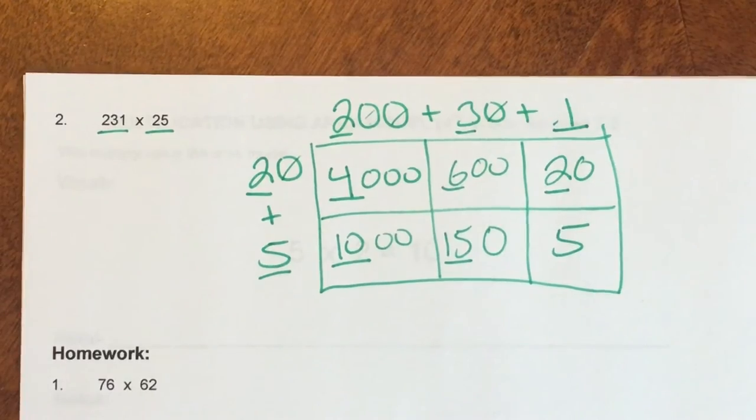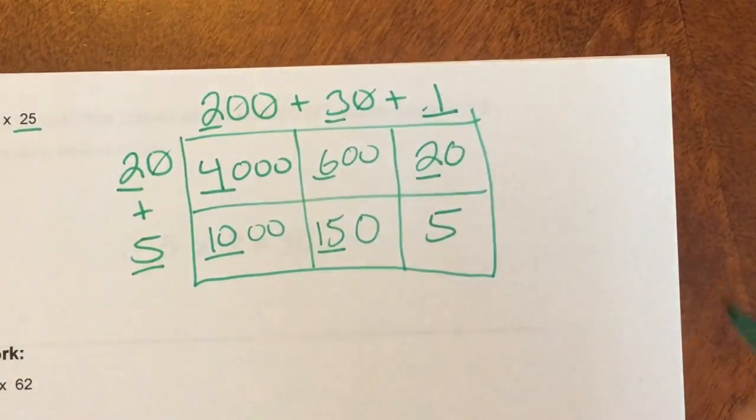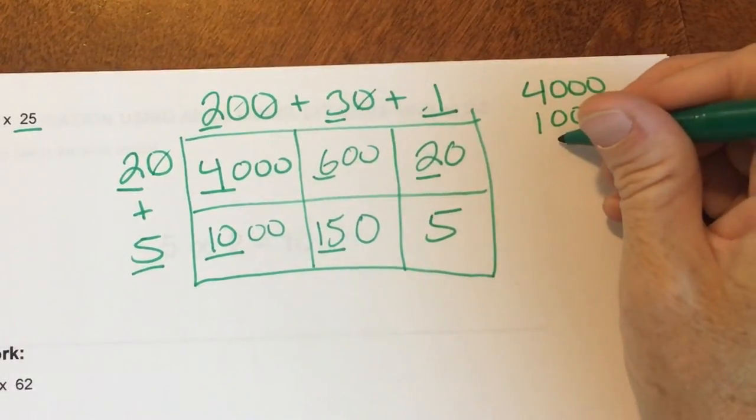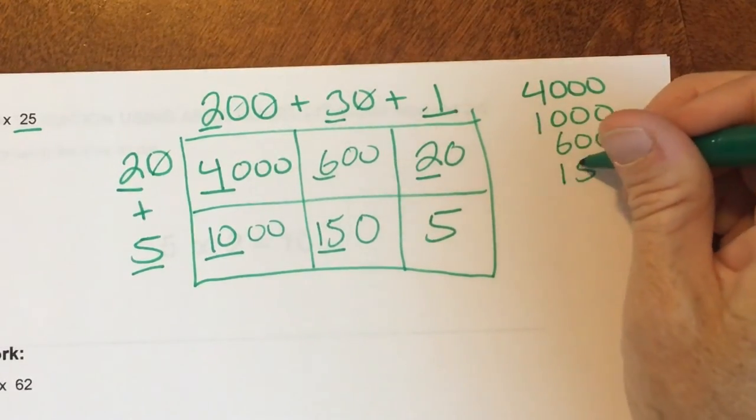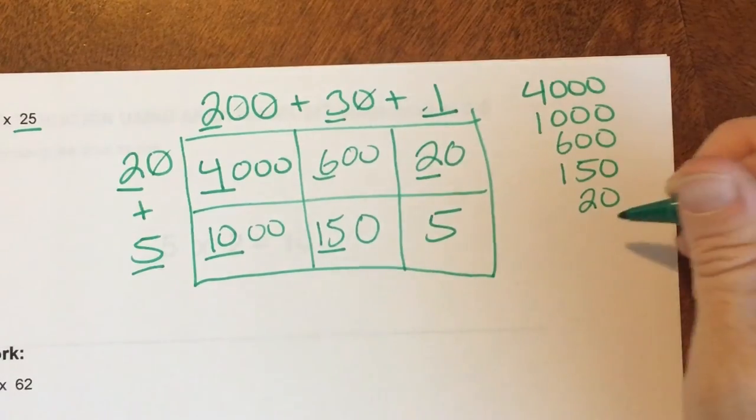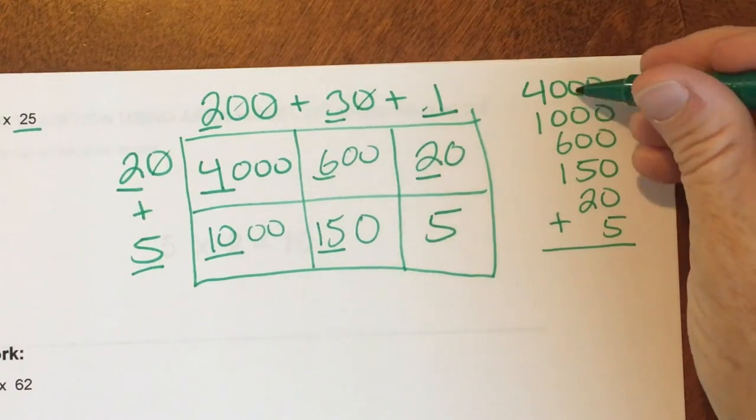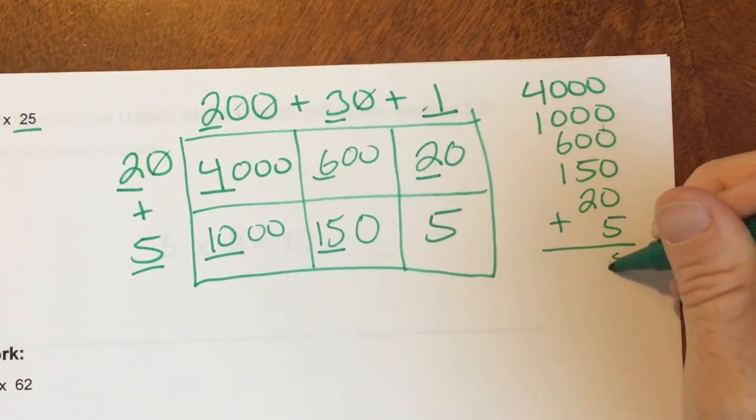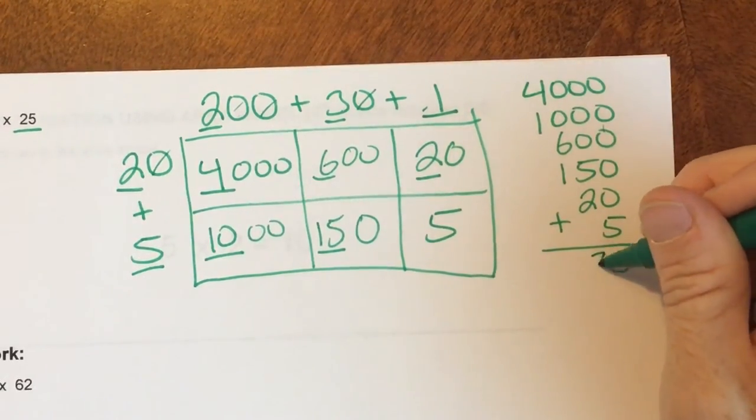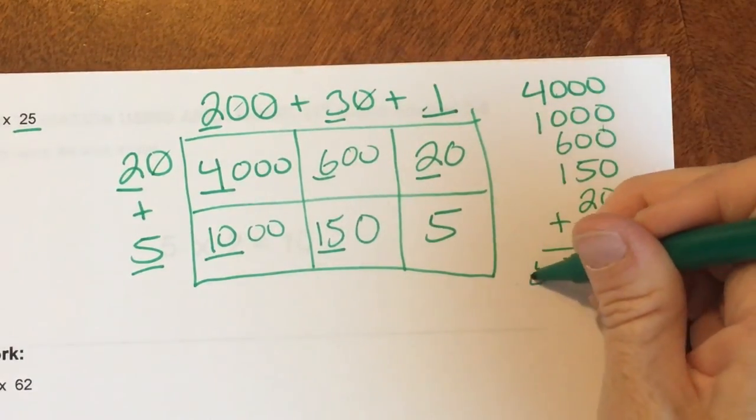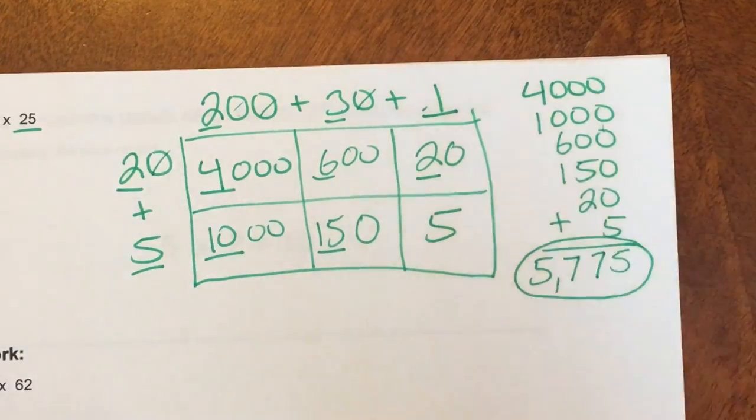Okay, now we need to add up all those numbers. So I have 4,000 plus 1,000 plus 600 plus 150 plus 20 and plus the 5. So again, I do have 6 numbers. Okay, and my lining up's pretty good. So I have 5, I have 7, I have 7, and I have 5. So I was able to get 5,775. Okay, I hope that felt pretty good for you since it was a 4th grade review.